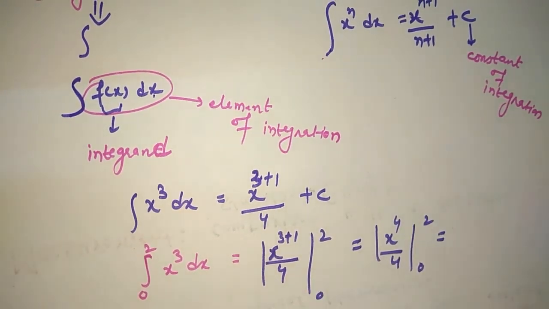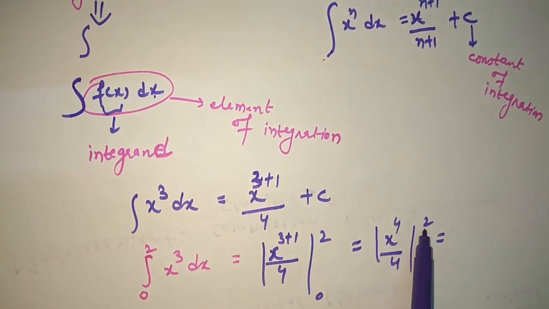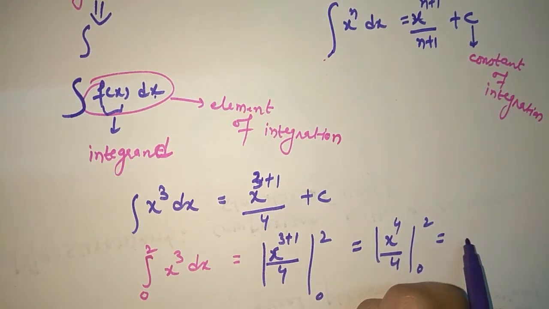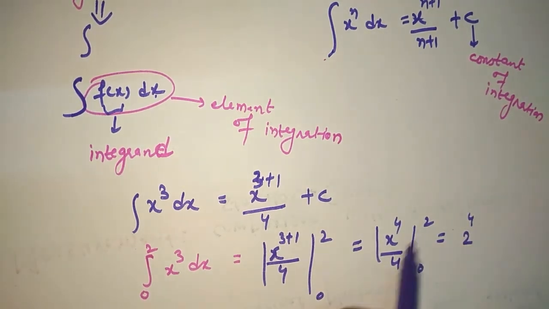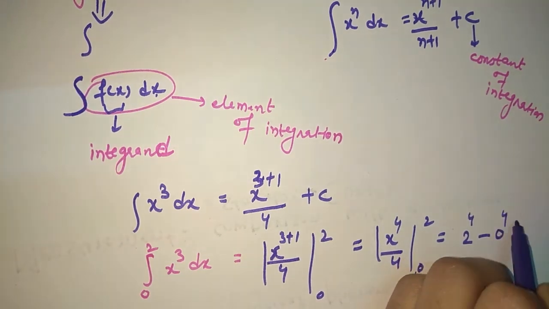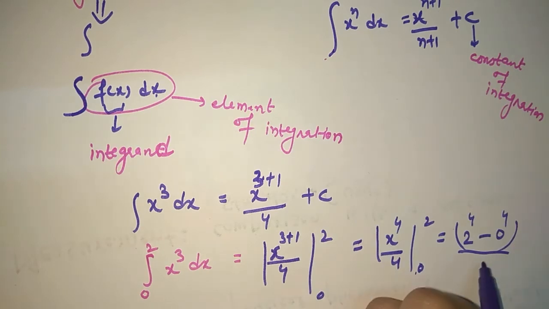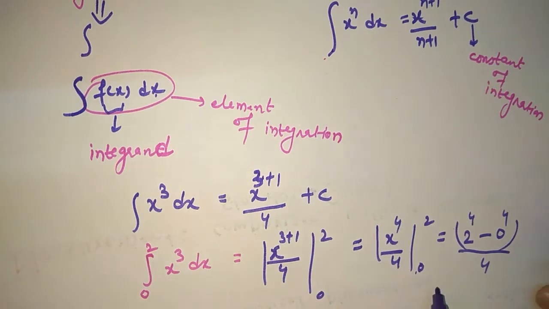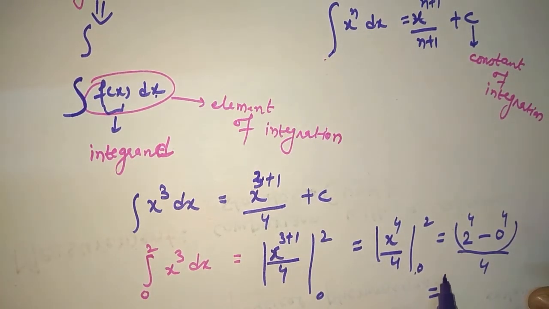Now how to simplify the limits? For this we have to use upper limit minus lower limit. So first put the value of the upper limit at the place of x, then minus, then put the lower limit. So we have 2 raised to power 4 if we put 2 at the place of x, minus the lower limit 0, then 0 raised to power 4, upon the denominator, that we have 4. So 2 raised to power 4 is 16, and 16 upon 4 is 4. So this is our required answer.